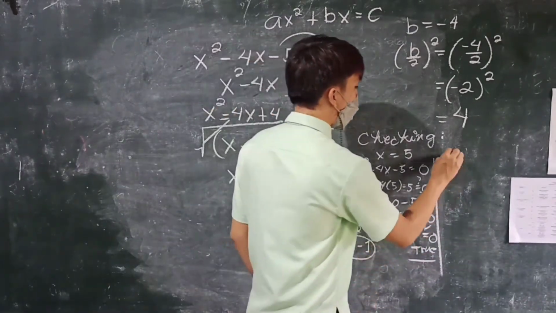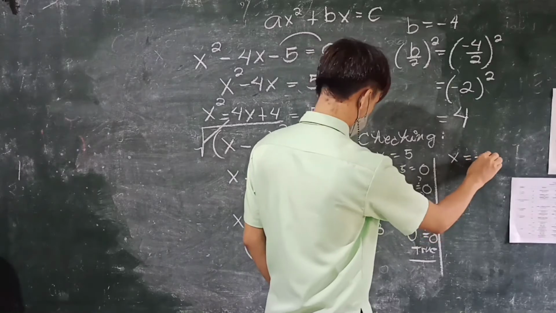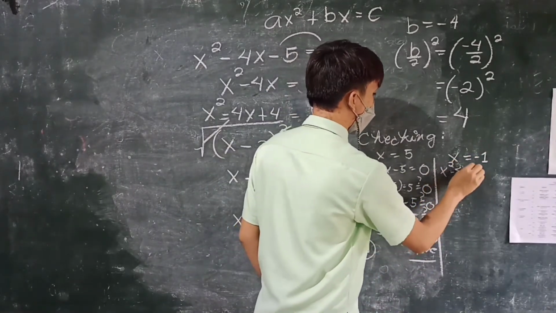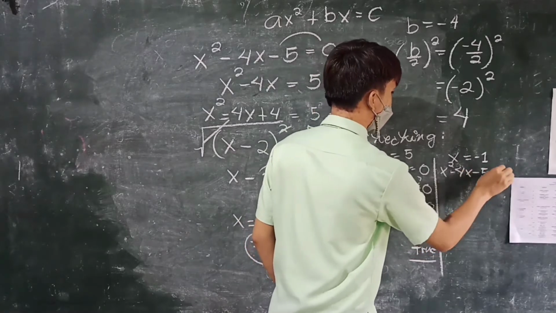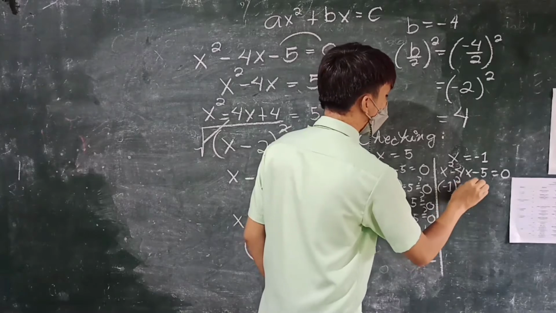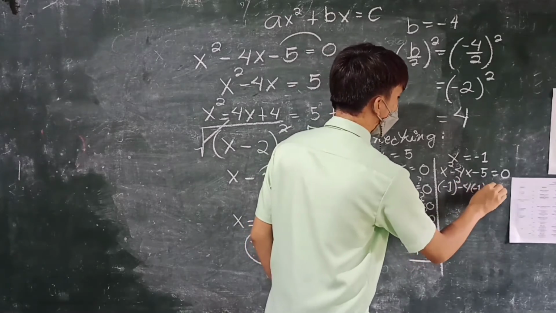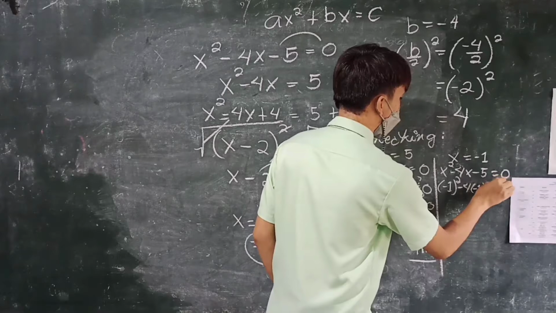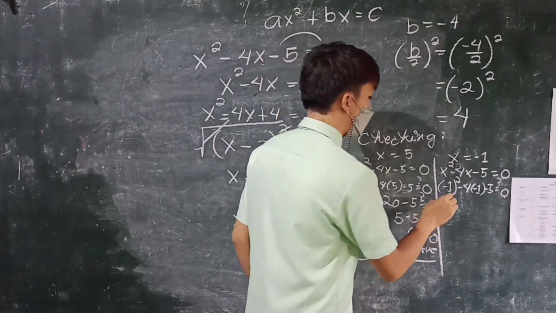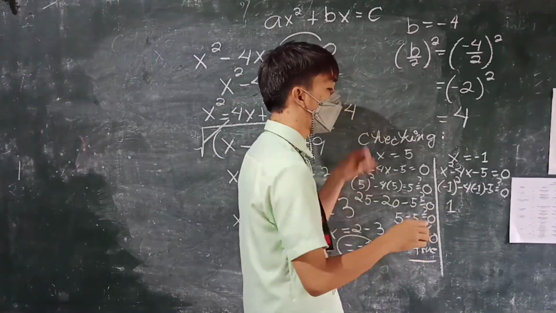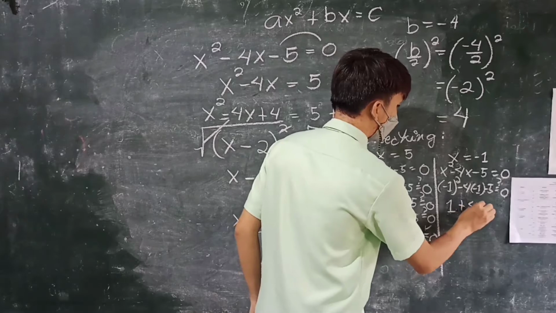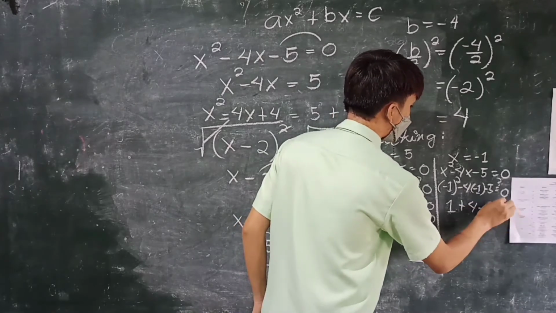Now we have x equals negative 1. So we have x squared minus 4x minus 5 equals 0. We have here negative 1 raised to the power of 2 minus 4 times negative 1 minus 5 equals 0. Negative 1 times negative 1 is equal to positive 1. Negative 4 times negative 1 is equal to positive 4. And minus 5 equals 0.